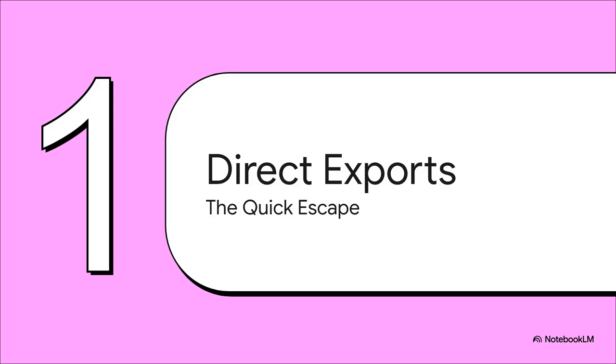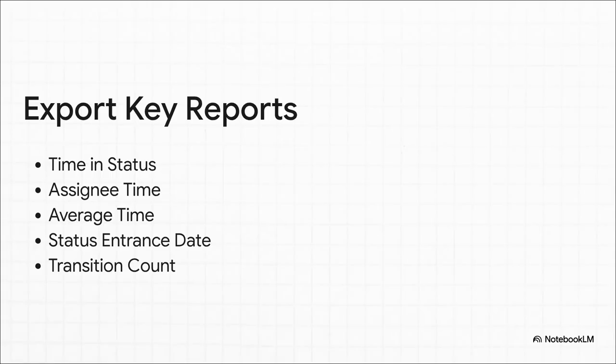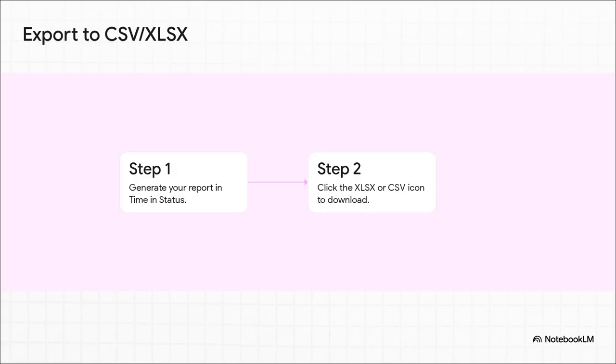Okay, so let's start with the fastest way to get your data out of Jira. Think of these as your quick wins. They're simple, they're direct, and they are so useful for those times you just need the numbers right now. And you have a ton of options right out of the box. You can instantly see how long issues are sitting in any given status, check assignee workload to see who's swamped, or spot major process problems just by looking at transition counts. This isn't just a generic data dump. It's targeted intelligence.